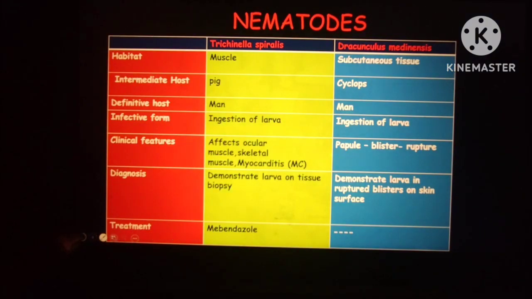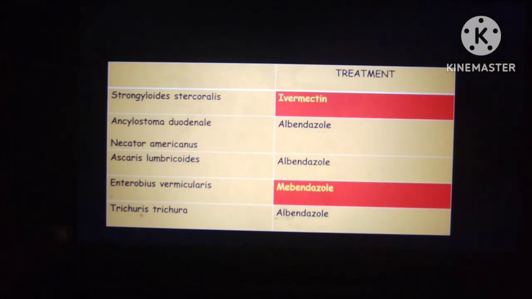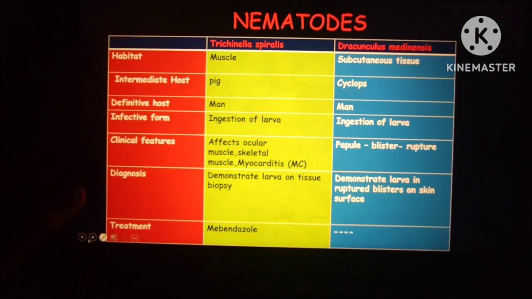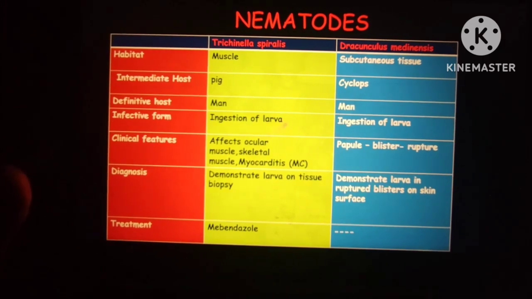So next it is Trichinella spiralis and Dracunculus medinensis. So friends, what I am saying is that we dealt with the intestinal nematodes. Now we will be dealing with those that reside in the muscles and subcutaneous tissues. Trichinella spiralis usually resides in the muscle, whereas Dracunculus resides in the subcutaneous tissue. Here the intermediate host is a pig, here it is Cyclops. The definitive host is usually man. Here both are by ingestion of the larva only. Here it is L1.